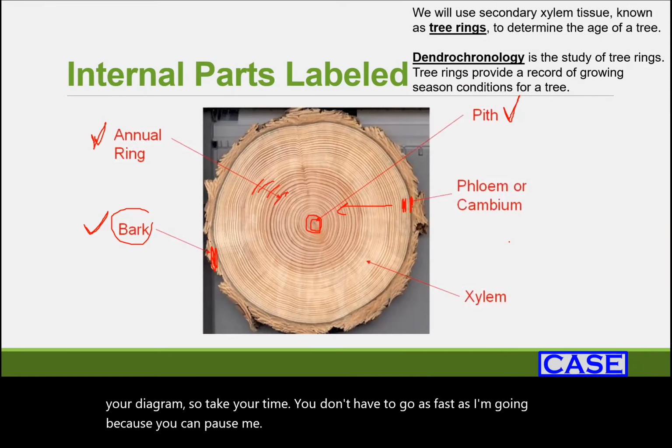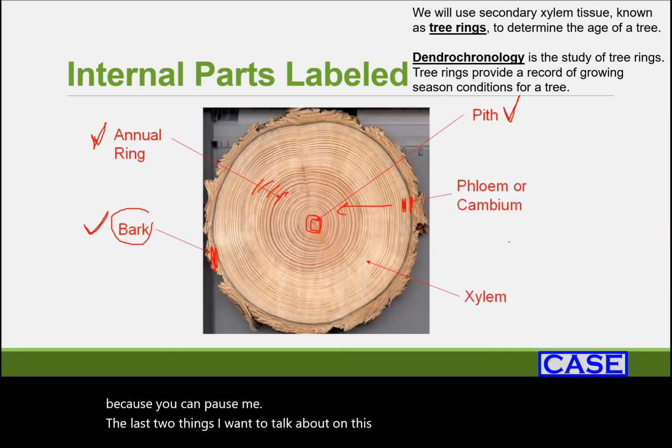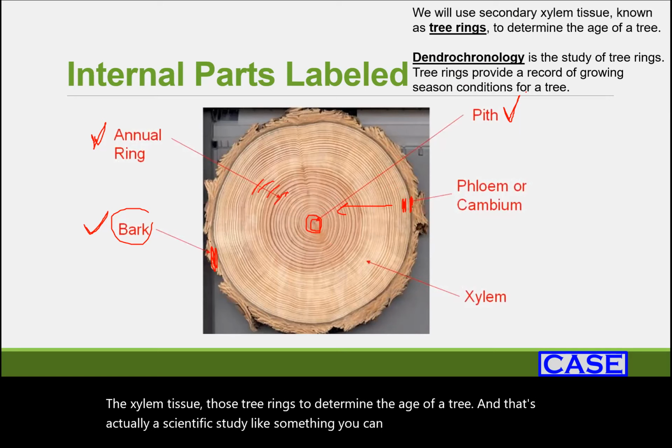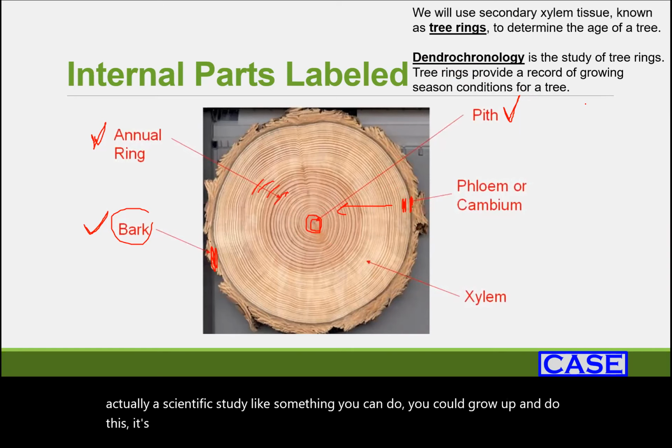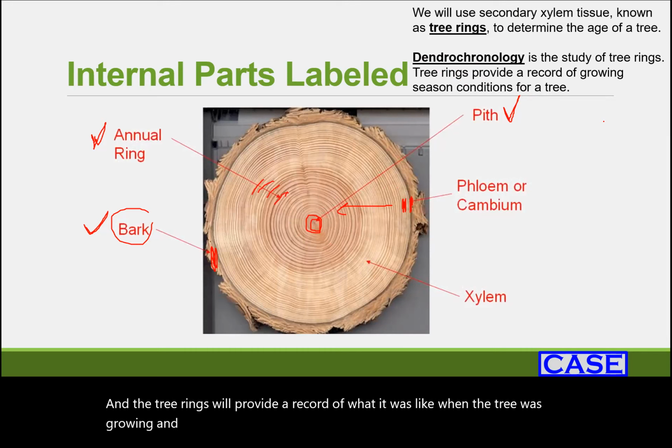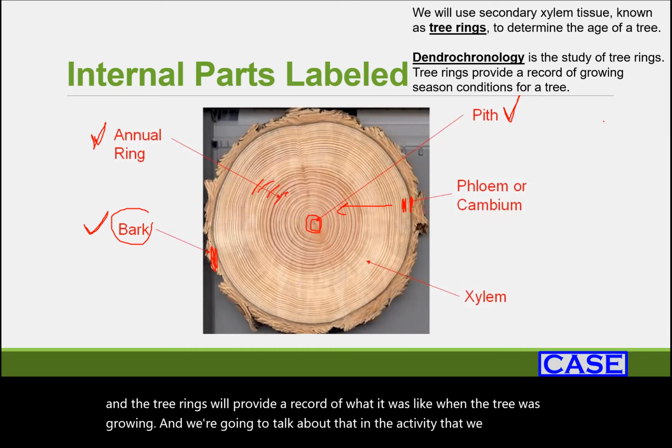The last two things I want to talk about on this slide is that you can actually use the xylem tissue, those tree rings, to determine the age of a tree. And that's actually a scientific study, something you can do. You could grow up and do this. It's called dendrochronology, and that's when you actually study tree rings. And the tree rings will provide a record of what it was like when the tree was growing. And we're going to talk about that in the activity that we do when I come back on Thursday.